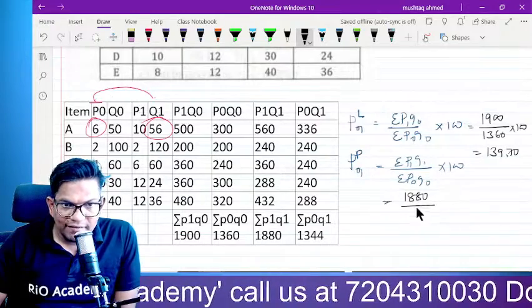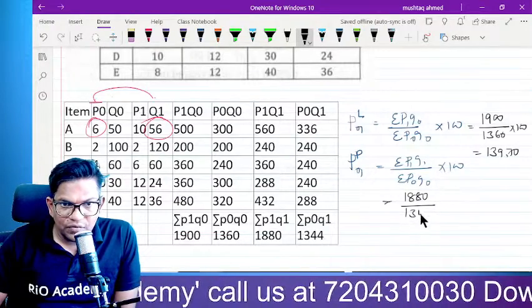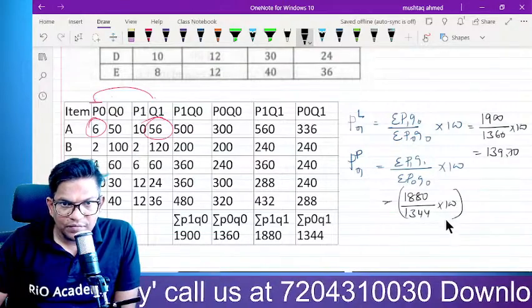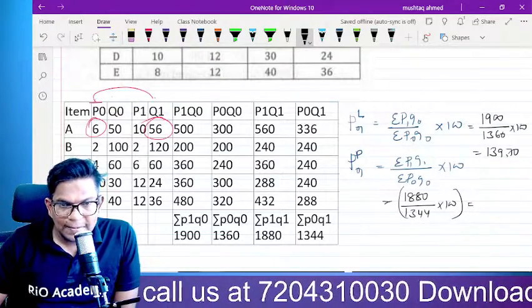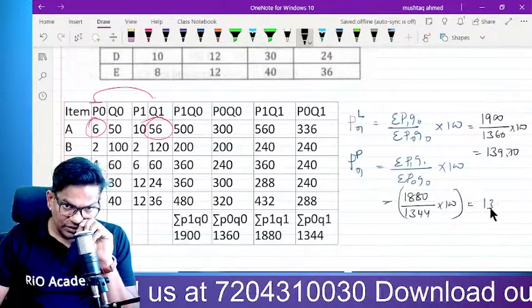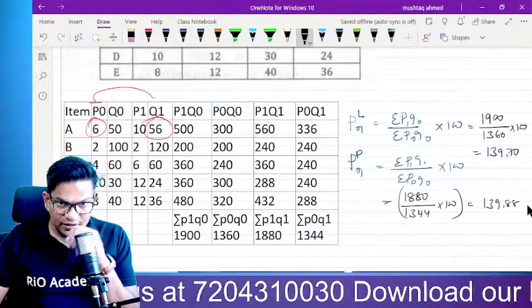Next, 1880 divided by 1344 into 100. Tell me, how much? 139.88.